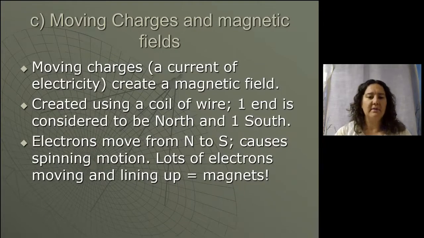So magnetic fields: moving charges can create a current, and a current of electricity can create a magnetic field. So if we have moving charges, a magnetic field is created. We can do this with a coil of wire where one end is considered to be north and the other end is south. As electrons move from north to south, this causes a spinning motion. And as those electrons spin and line up, a magnet is created.